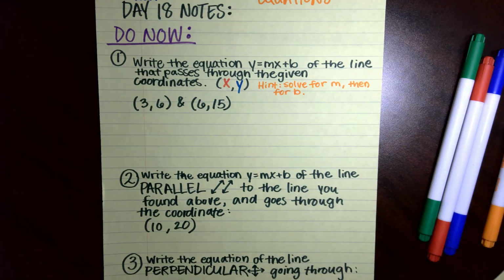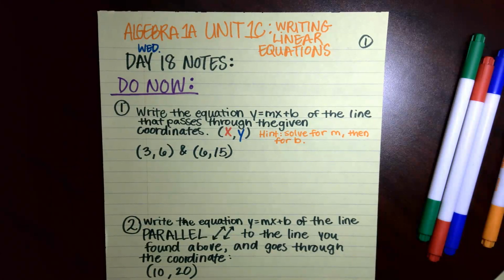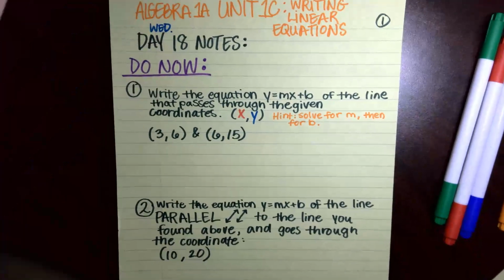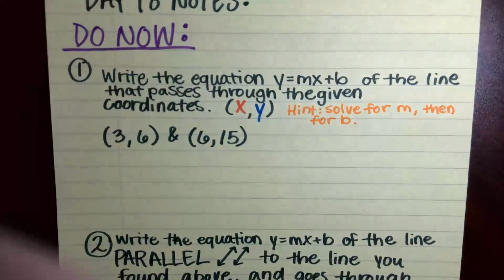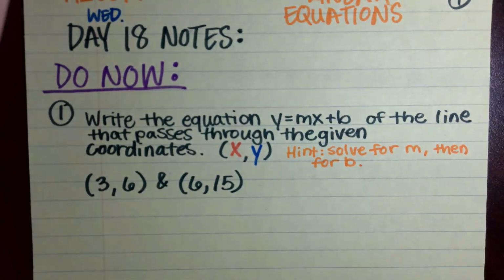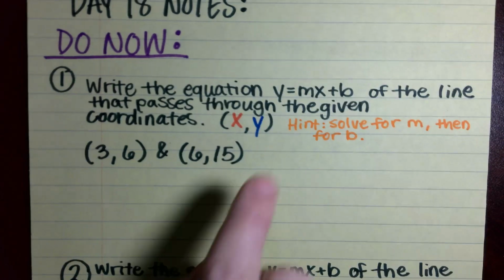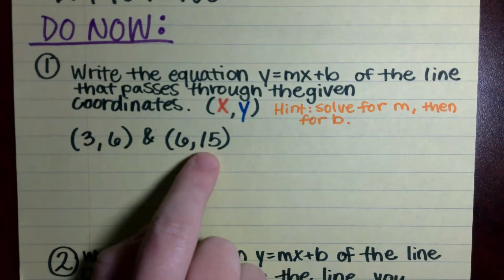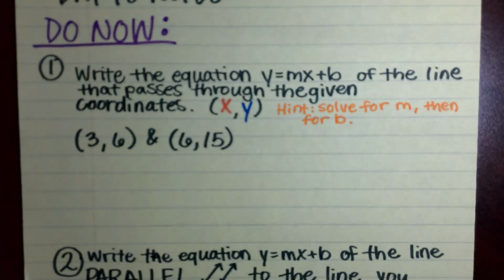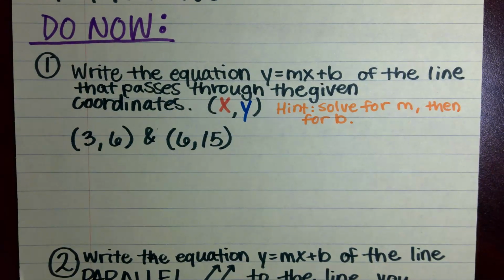Okay, guys. So, today, our Do Now has 2 questions. And the first question asks us to write the equation in slope-intercept form, that's y equals mx plus b, of the line that passes through these 2 coordinates. So we're given the coordinates 3, 6 and 6, 15. Now, what do we need to do in order to write an equation? Does anybody have any ideas of a good place to start?